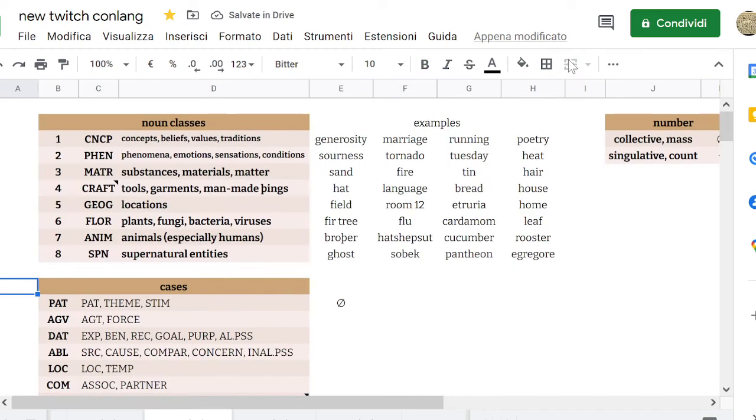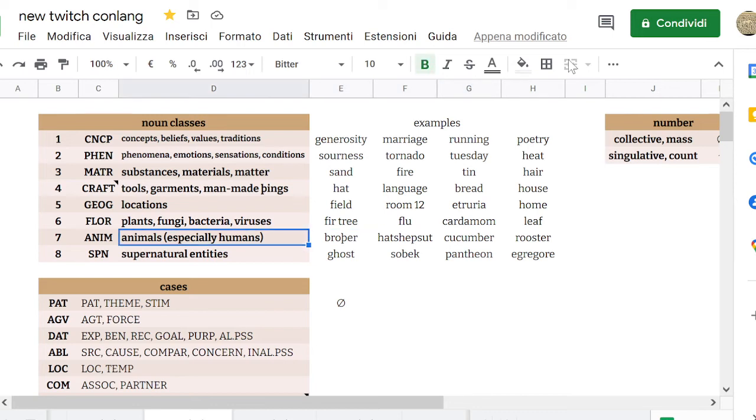So the first conflation I did is I split food up into craft, floral, and animal, depending on where it comes from. The other conflation is this animal thing. Before, it had fauna gender, and then I had human gender. So I had fauna, which were non-human animals. And then I had a human gender.